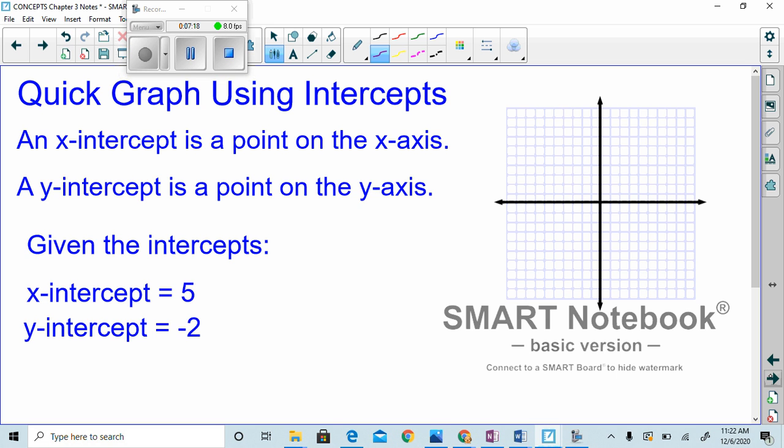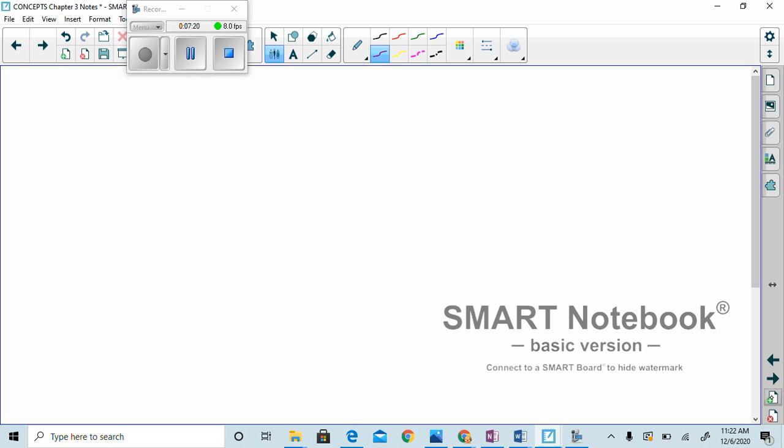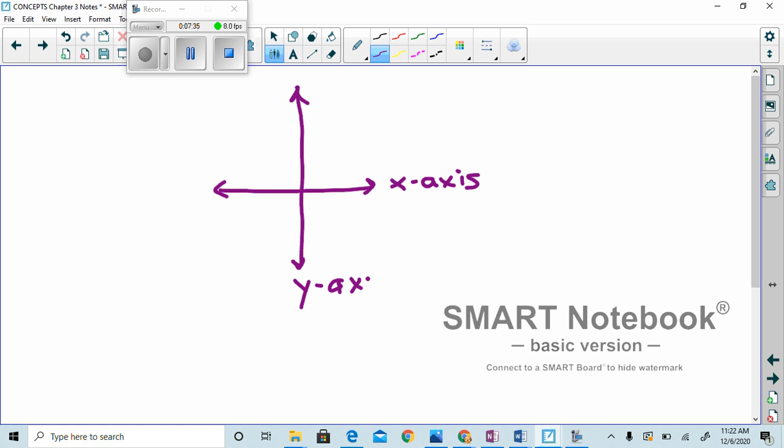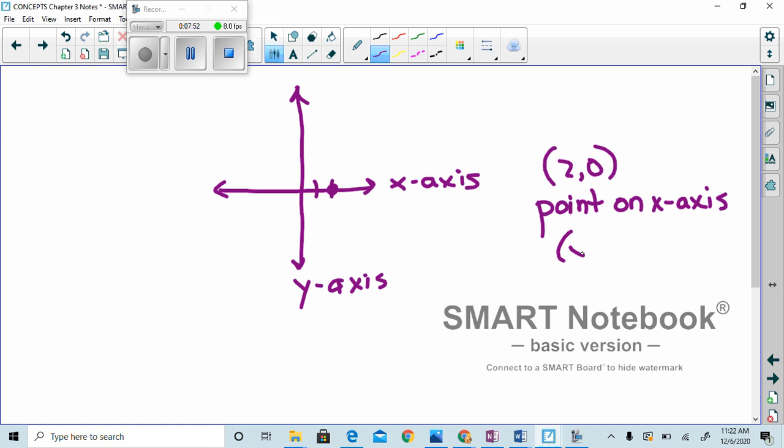But what exactly is an intercept? Well, an intercept is a point that falls on an axis. So if I have a coordinate plane, and we label this our x-axis, and this is our y, and we found a point that falls right on the x-axis, that point there is 2, 0. It's a point on the x-axis, and we call that the x-intercept.